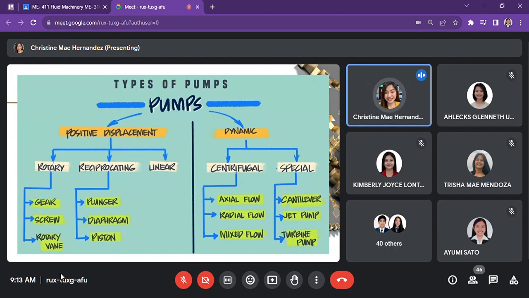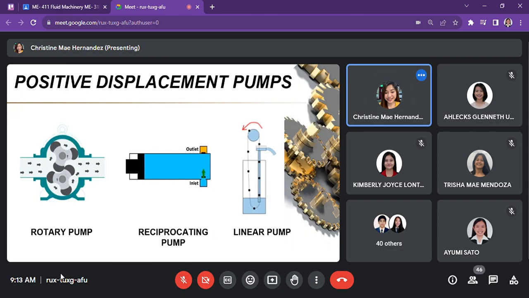So positive displacement traps a confined amount of liquid and forces it from the suction to the discharge port. Yan yung three types of positive displacement pumps: rotary, reciprocating, and linear. Sabi, si positive displacement daw, itatrap niya yung liquid and it forces it from the suction to the discharge port, or it produces pressure by creating flow. Si rotary pump, pwede siyang maging gear pump, vane pump, and screw pump.